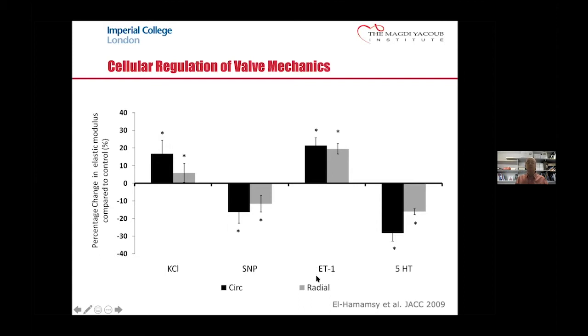And then when you add mediators that are experienced within the circulation, namely endothelin-1, which is a peptide released by endothelial cells, this produced a larger increase in stiffness. And 5-HT, which in valve cells releases nitric oxide, reduced the stiffness, again, by a greater percentage than the sodium nitroprusside in both the circumferential and radial directions.